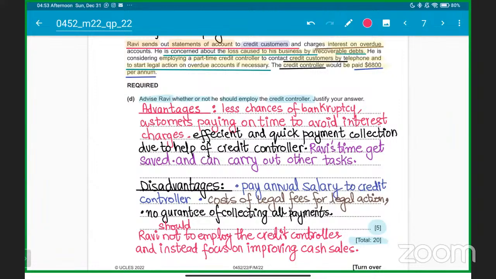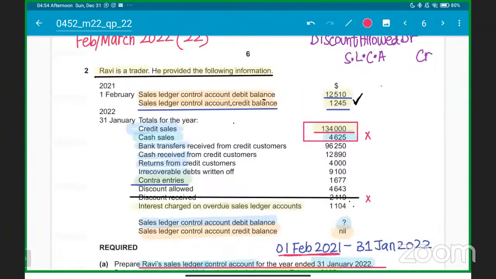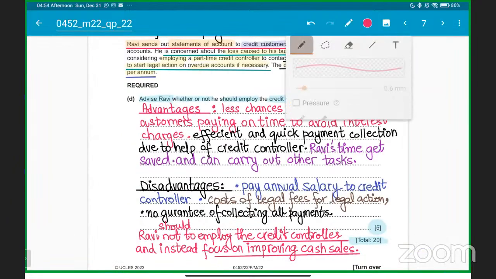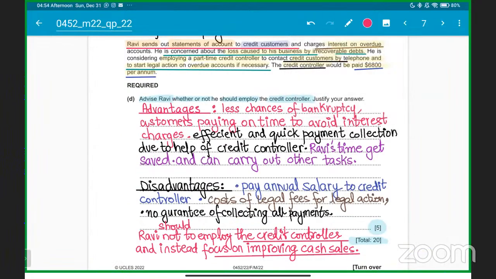Make sure nobody says indifferent, or it depends on what. You cannot write a depending situation. Remember this. Never write depending on this or that, or it depends on the situation. That will not work. You have to take a side, whether you are agreeing or not agreeing. So I'm agreeing here, but if you are disagreeing, you can disagree with a one line statement giving the main reason. I am disagreeing because I think cash sales have a lot of potential here to increase. If he has that much credit sales, he can have cash sales as well, to 5 digits, 6 digits.